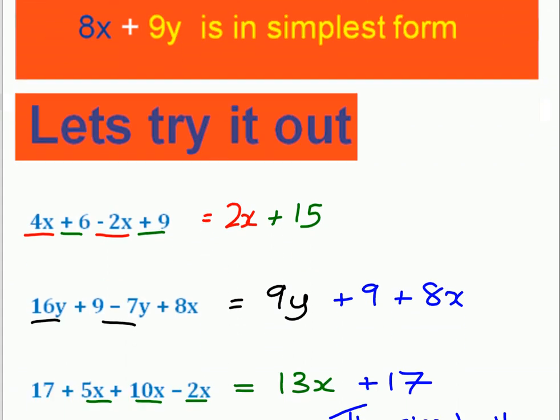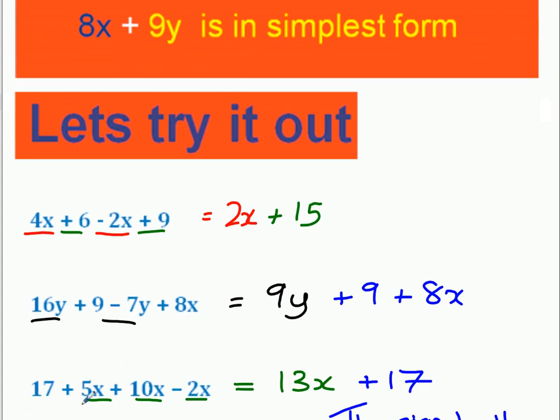Next one. 17 plus 5x plus 10x minus 2x. So because there's 3 x terms, we just add them going from left to right, according to BEDMAS. Go left to right when you're adding and subtracting. So that's positive 5x plus 10x is 15x. 15x take away 2x is 13x, and the plus 17 is still there. It's not wrong if you write 17 plus 13x, same thing. Same thing with this, you can write 15 plus 2x. You can swap them around so long as you've got the right sign and the right terms there.